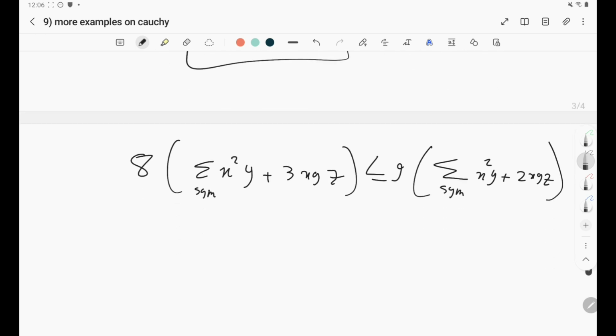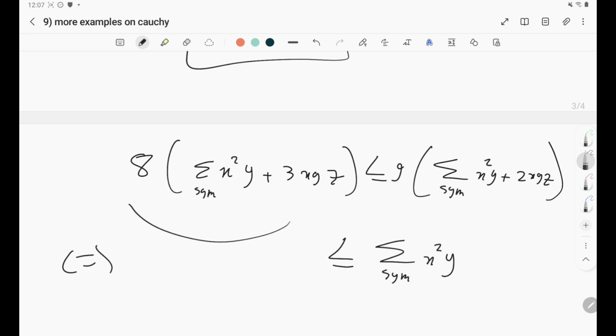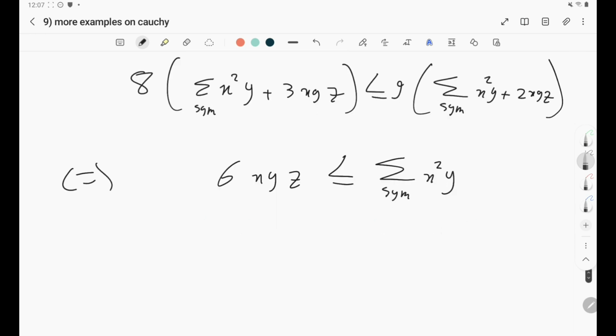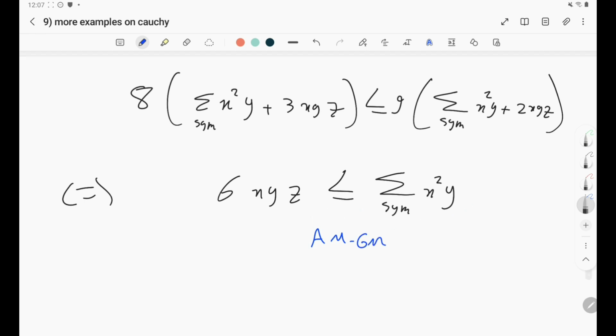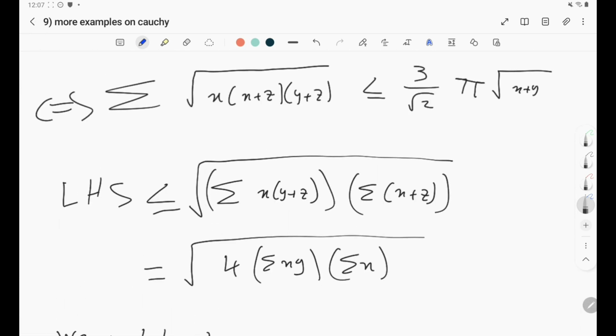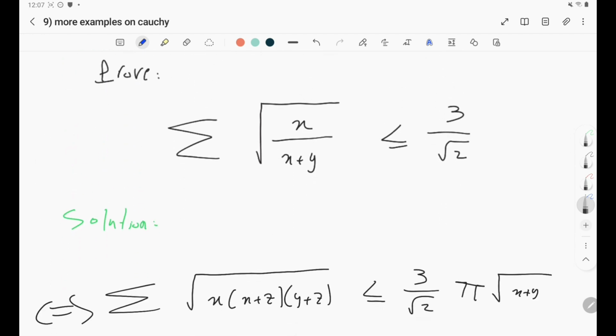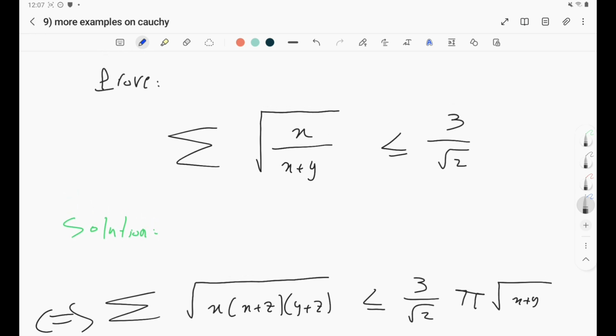Okay, so now it's very easy to expand this thing, and you'll see 8 here. Here we have 9, so this is the same as the right hand side having a single symmetric x squared y. And now we have 8 times 3 is just 24. Here we have 18, so now we have 6 xyz, and of course this is correct by AMGM on all of them. And of course we applied here Cauchy. Alright, that's it. So this is the correct application of Cauchy that cracked this problem.